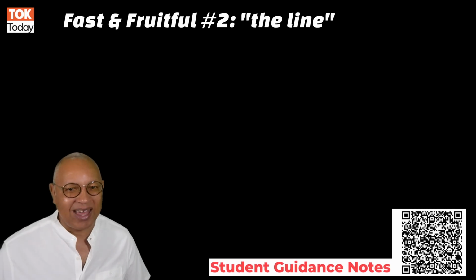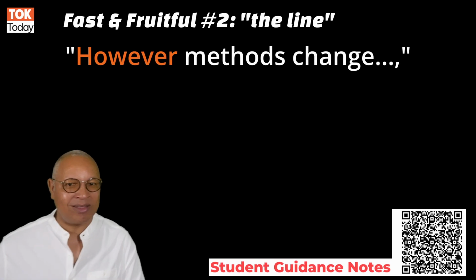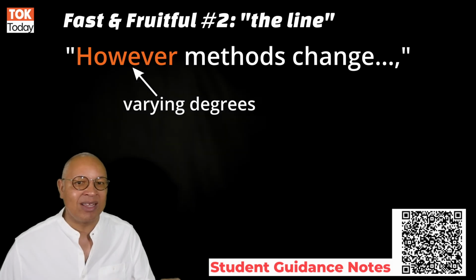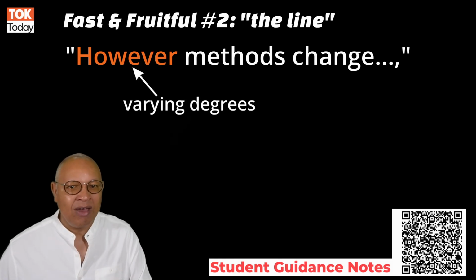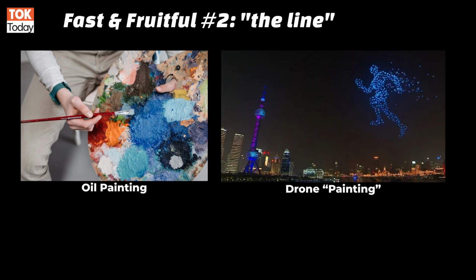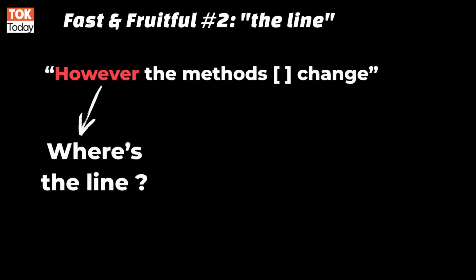The described title states that however methods change, the scope remains the same. The word however suggests that they want us to consider varying degrees of change in the method. For example, the change from oil painting to acrylics may be a small change, but the change from oil painting to using coordinated swarms of drones in the night sky to depict images is a big change. So you may wish to ask yourself, well, where's the line? Where's the line from which a change in methods does change the scope?